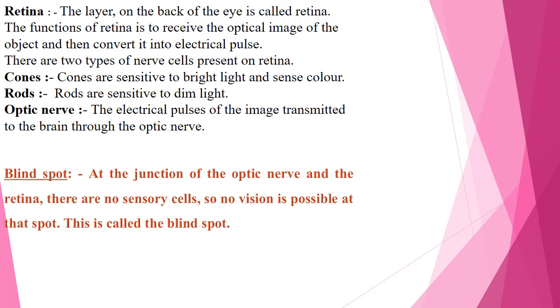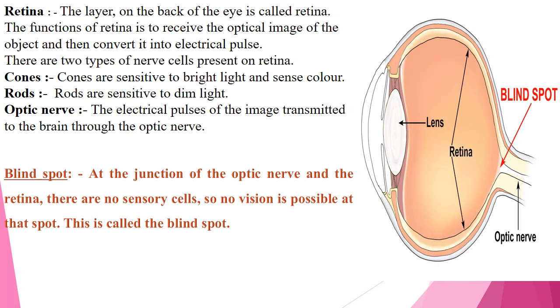Retina. The layer on the back of the eye is called the retina, and its function is to receive the optical image of the object and convert it into electrical pulses. As you saw, there are two types of nerve cells which are present on retina. They are cones and rods. Cones are sensitive to bright light and they sense color, whereas rods are sensitive to dim light.